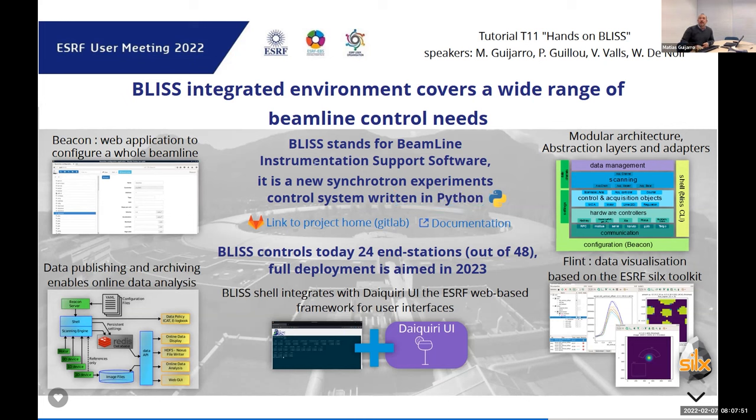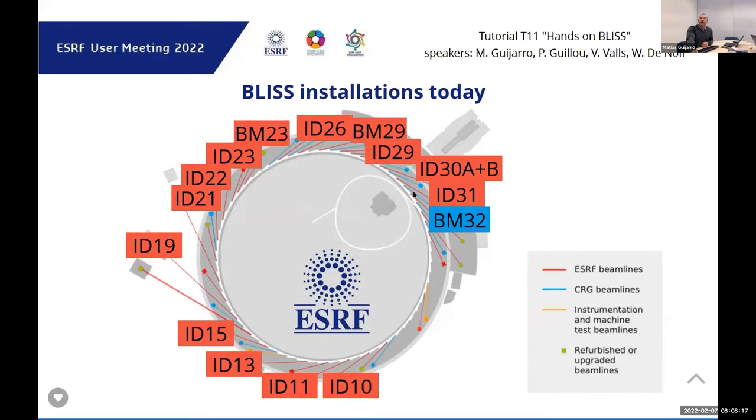I'm not going to talk about all those different things individually, because we will see this in the tutorial. But maybe what interests you is to know which ESRF beamlines today have BLISS, because we are making the transition from the previous system to the new system. Today we have 24 end stations, so approximately half of the end stations are already running BLISS. And the full deployment is for next year, in fact. We can see here where BLISS is installed already. Some beamlines have multiple end stations, so this is why you don't see 24 here. And in fact, there are more CRG beamlines. I forgot to put them in this slide.